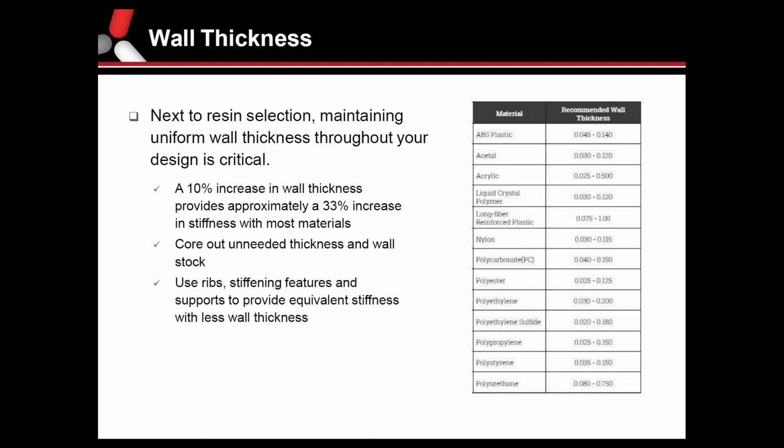And just some notes there, a 10% increase in wall thickness will provide approximately a 33% increase in stiffness with most materials. Stay away from thick sections of material. Try to core those out. It's only going to help part cost, but also processing your part, avoid sink, warp, amongst other things. And then the use of ribs or stiffening features in the absence of those thick sections will help add that strength back into the part. Rather than a thick section of wall, a smaller gusset rib will provide the same structural integrity to the part.